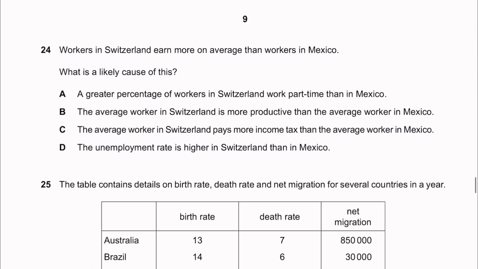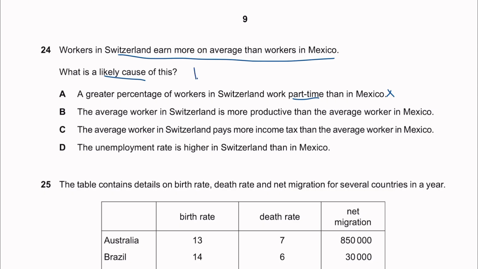Workers in Switzerland earn more on average than workers in Mexico. What is a likely cause of this? A greater percentage of workers in Switzerland work part-time than in Mexico. So this is not entirely true, because working part-time doesn't mean that you earn more, because part-time can mean that you earn lower wages. The average worker in Switzerland is more productive than the average worker in Mexico. Yeah, this is correct.